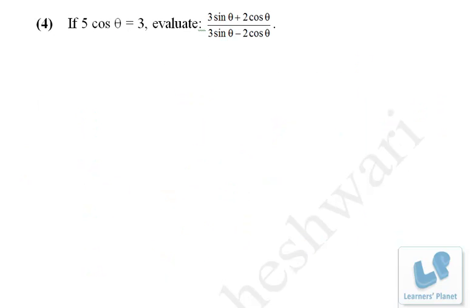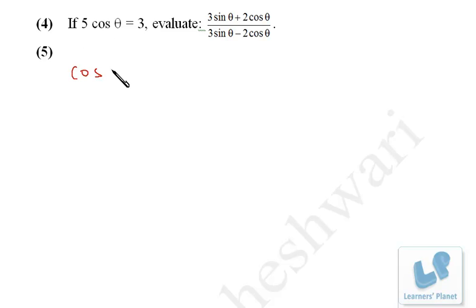Now similarly we take this question. If 5 cos theta is equal to 3, we have to evaluate this given expression. Now further there are two ways. Either you just calculate the value of sin theta as well by putting the value of cos theta, or directly what you can do is you divide the entire expression in the numerator and the denominator by cos theta, right? So we can go either way.